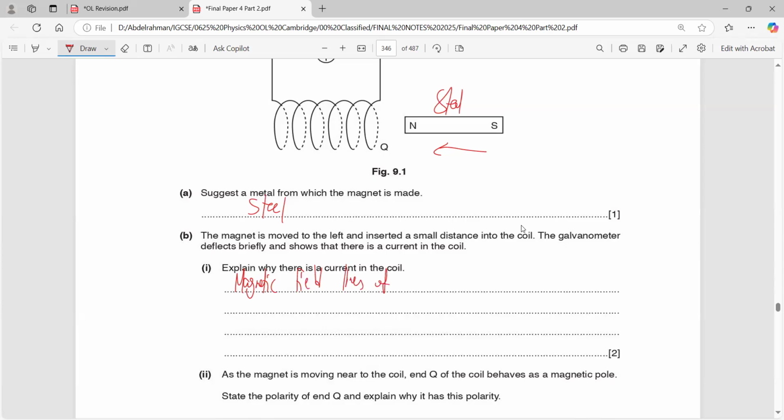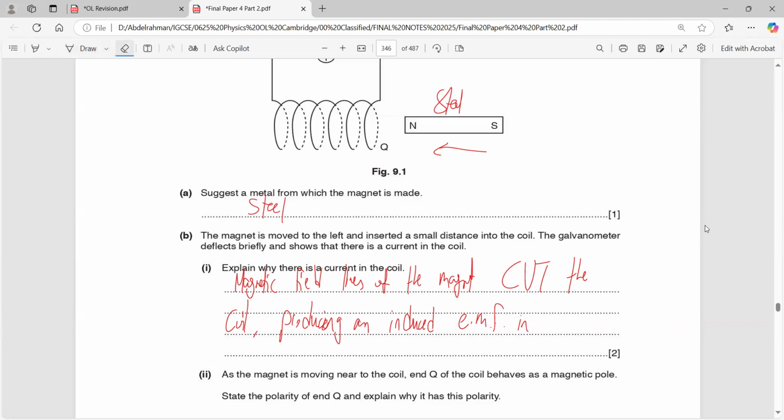Magnetic field lines of the magnet cut. You have to say cut. They have to cut the coil, producing an induced current, an induced EMF, induced current or EMF in the coil. Producing an induced EMF in the coil.